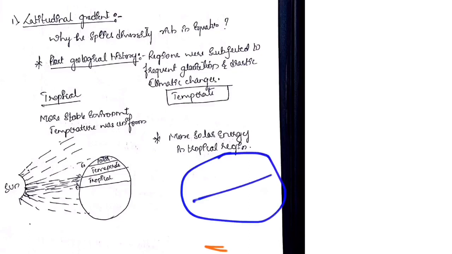During the prehistoric time, these regions underwent frequent glaciation and drastic climatic changes, and the fluctuation in temperature was more. So organisms, the species, shifted from there to the most convenient habitat. Here the environmental conditions were most stable.